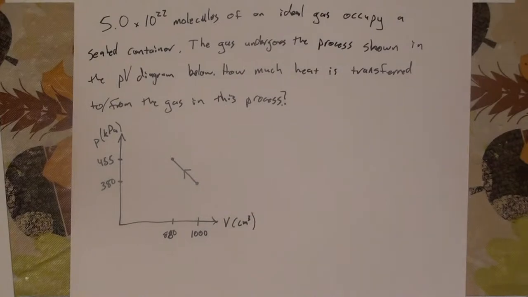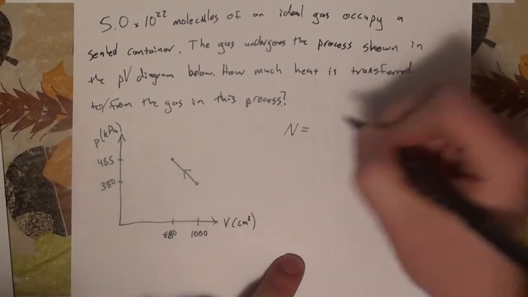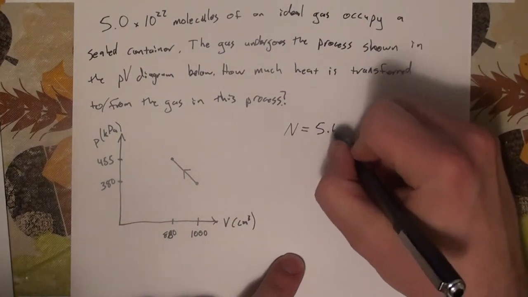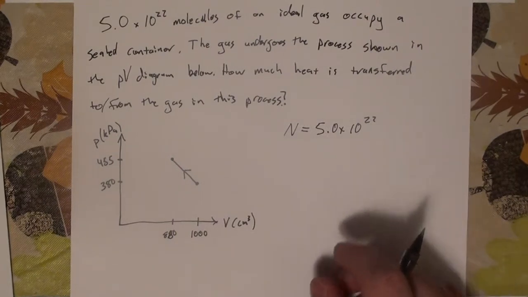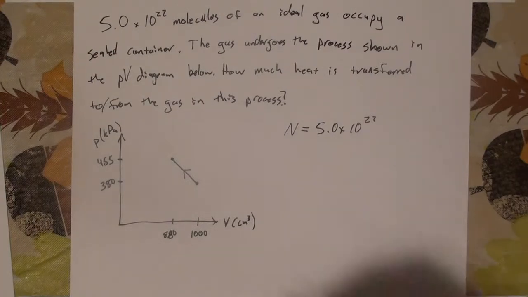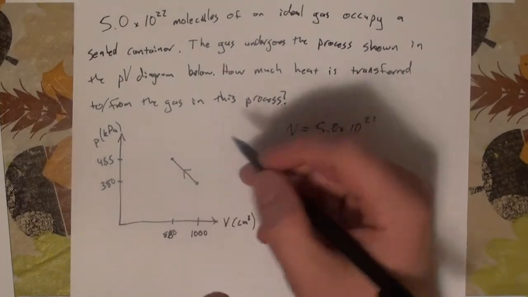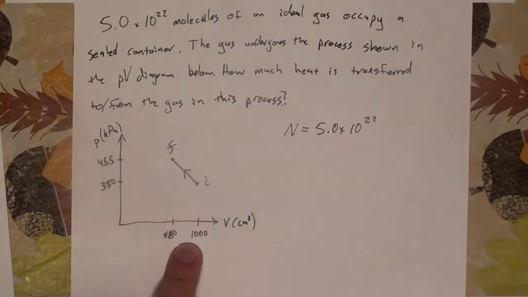Okay, so we're given N, so maybe I'll collect some variables over here. N is 5 times 10 to the 22 molecules, depending on what the gas is. It could be not a molecule, it could just be an atom, a single atom. And we see in this process, the arrow tells us the direction that we're going, so we're going from this initial point to this final point.